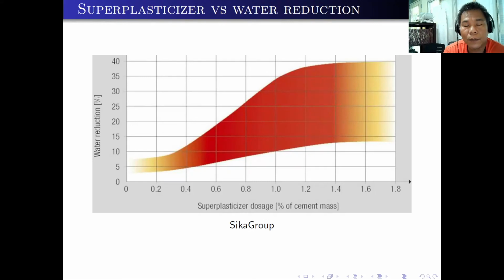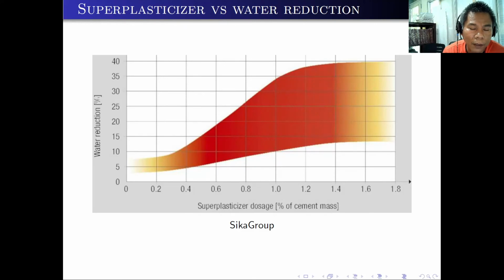Here is the effect of the superplasticizer versus the water reduction. This is taken from the Sika group. So depending on the dosage of the superplasticizer according to the percent of cement mass. So for example, for one bag of cement, that's 40 kilograms. If you say 1% of the 40 kilograms, then that would be around 0.4 kilogram of the mass. So you can look at these values, like for example, if you have a superplasticizer dosage of 1.6, your water reduction should be around 40%.